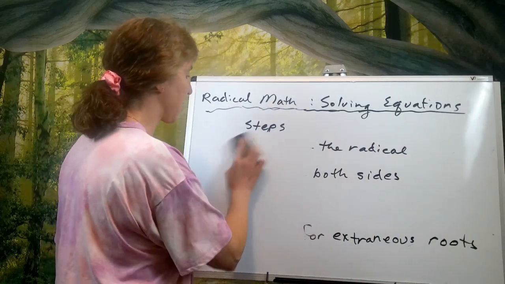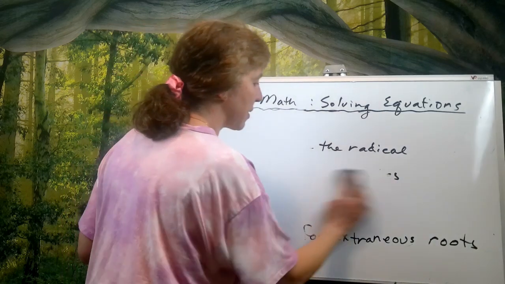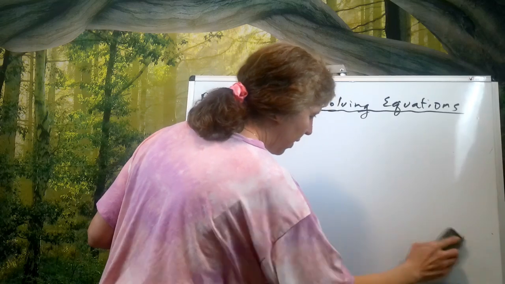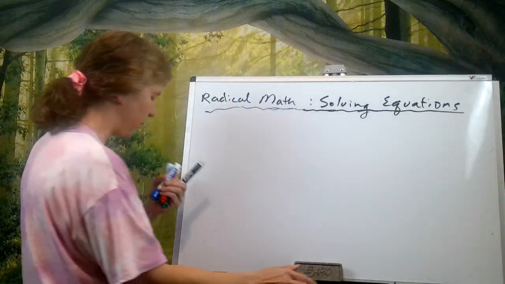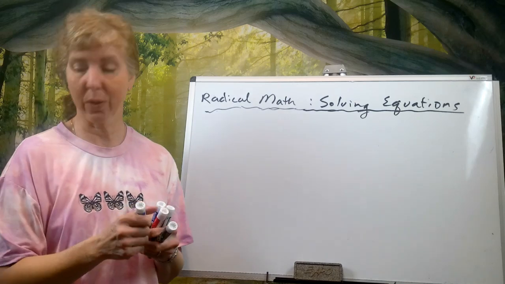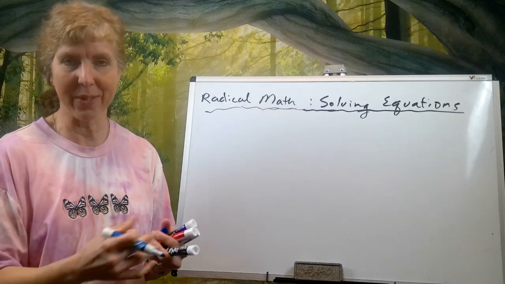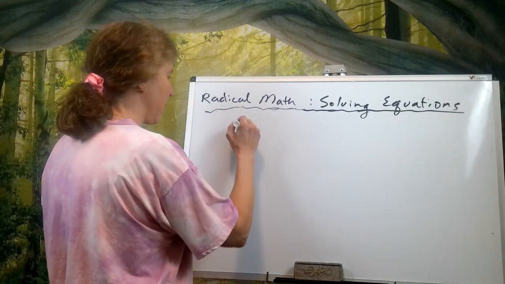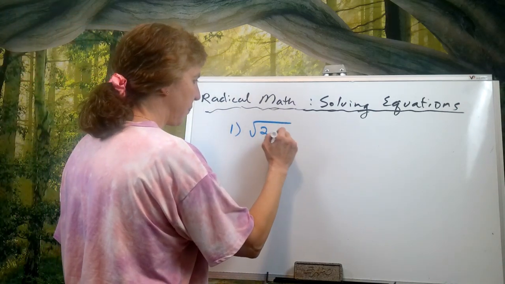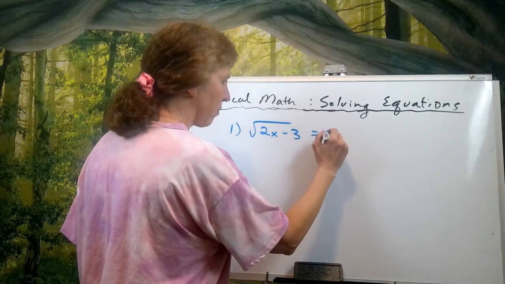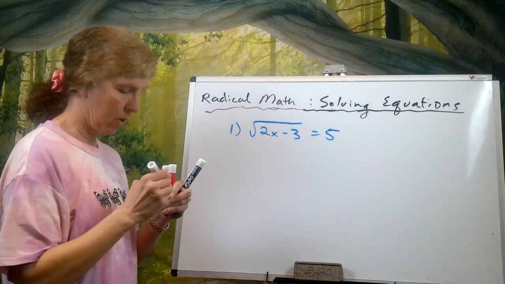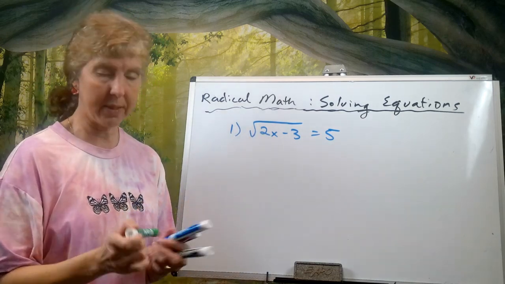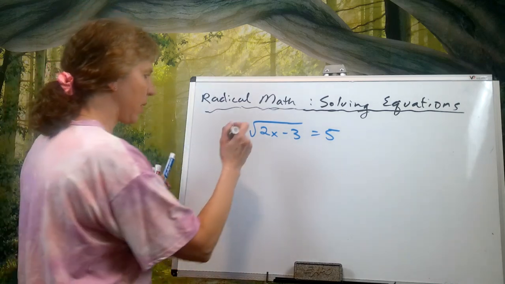Okay, so let's start with some nice easy examples. Now these go from easy to difficult in really quick order. So we're going to start with some easy ones and then we'll work our way up. So the first one I'm going to do is... okay, on this one, the radical is already isolated, so we don't need to worry about that step. So what I'm going to do is square both sides.